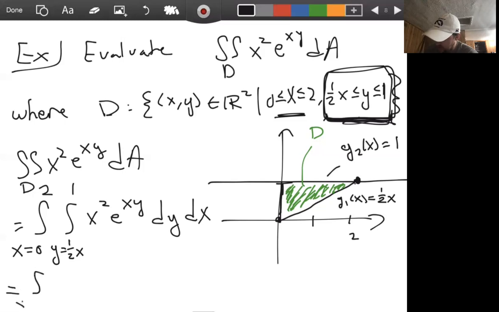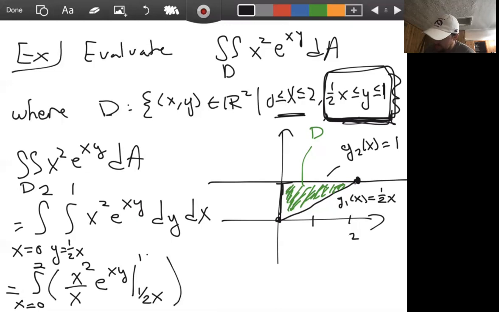After we have the integral set up, we need to actually evaluate said integral. And so if we integrate this with respect to y, looks like we're going to get x squared over x e to the xy from 1/2 x to 1, right? dx, which is the integral from x equals 0 to 2. And so where did this over x come from, right?